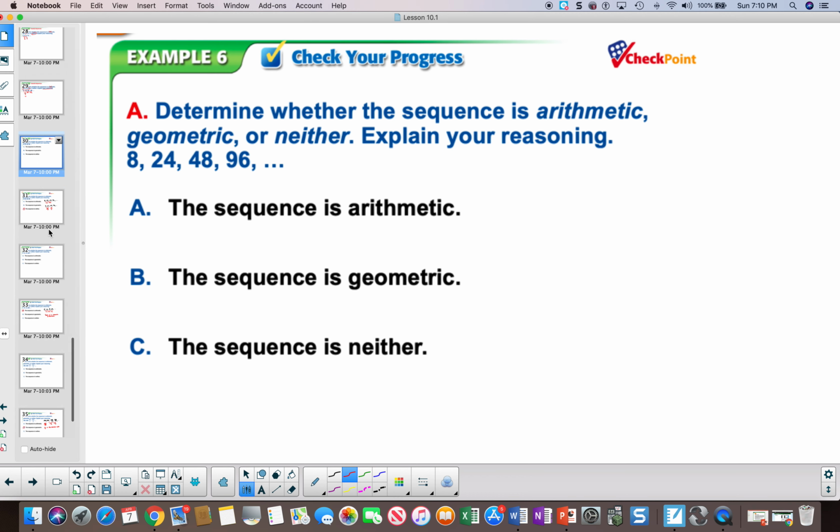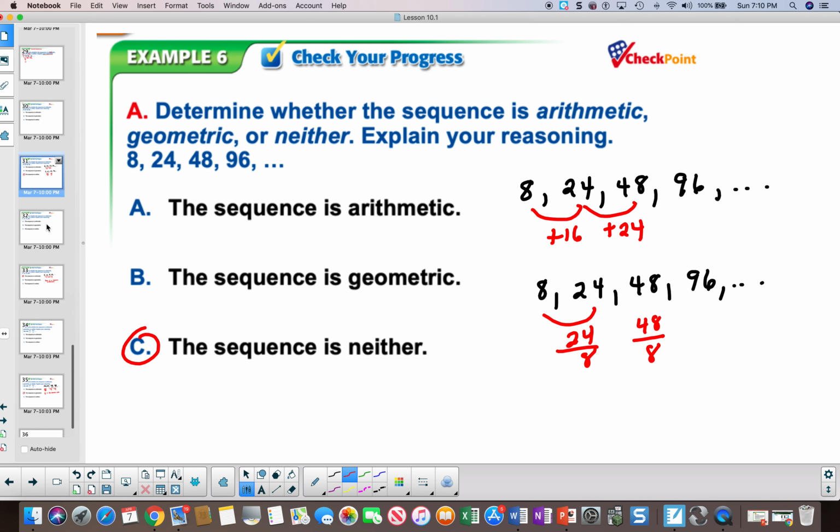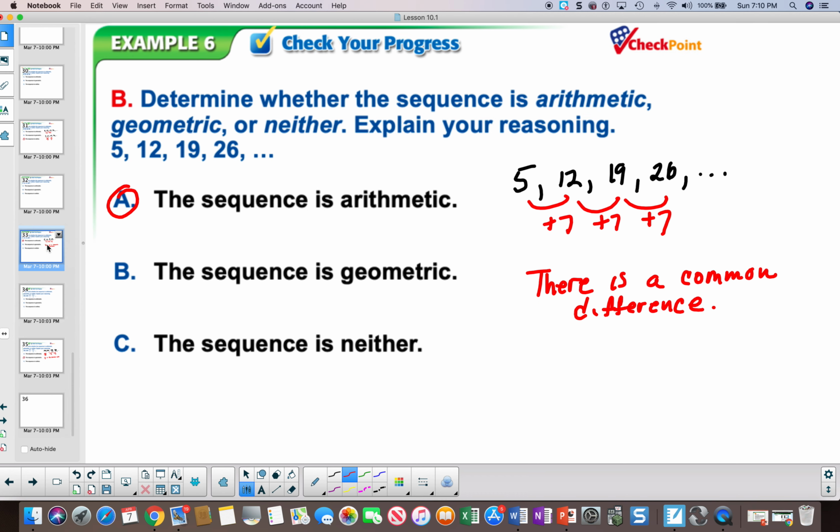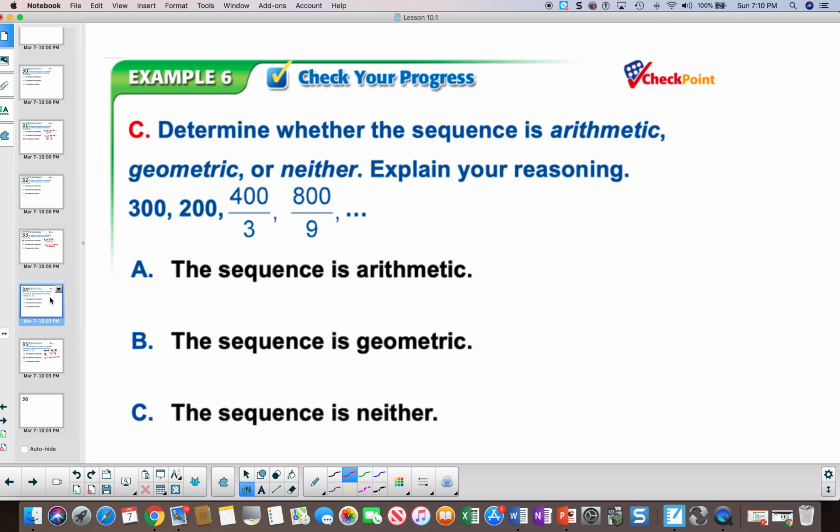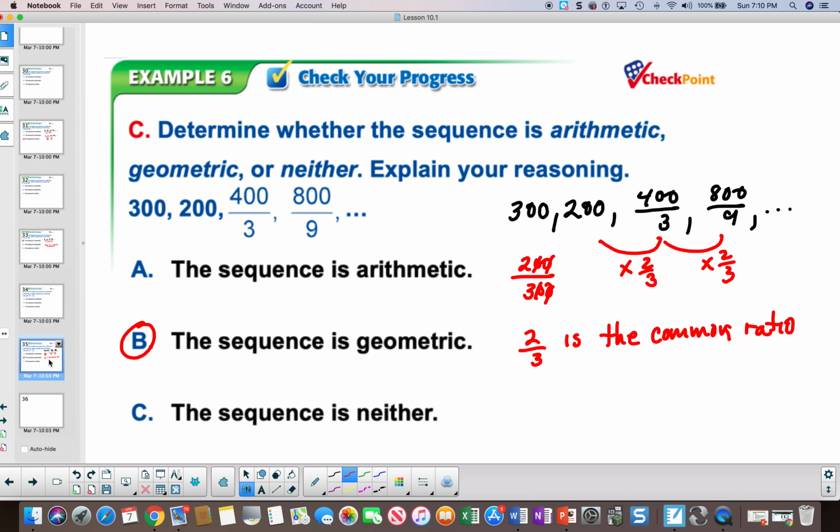Okay, your turn. Here's the answer. Your turn. Here's the answer. Your turn. Here's the answer.